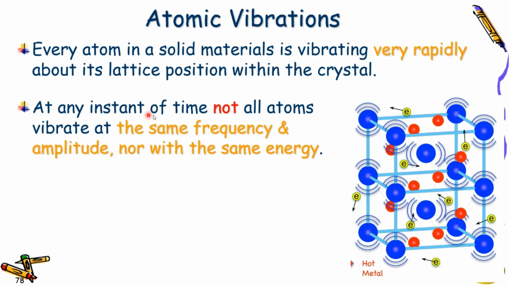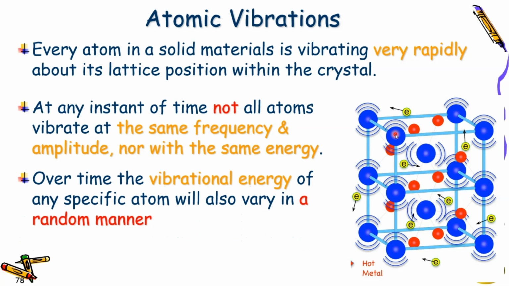So at any instant of time, not all atoms have the same frequency, amplitude, or energy. This atom moves in a different direction and with a different amplitude. This one might move like this, and that one like this, with different direction and frequency too. This one might move very quickly, and this one might move slowly. So every atom is individual.